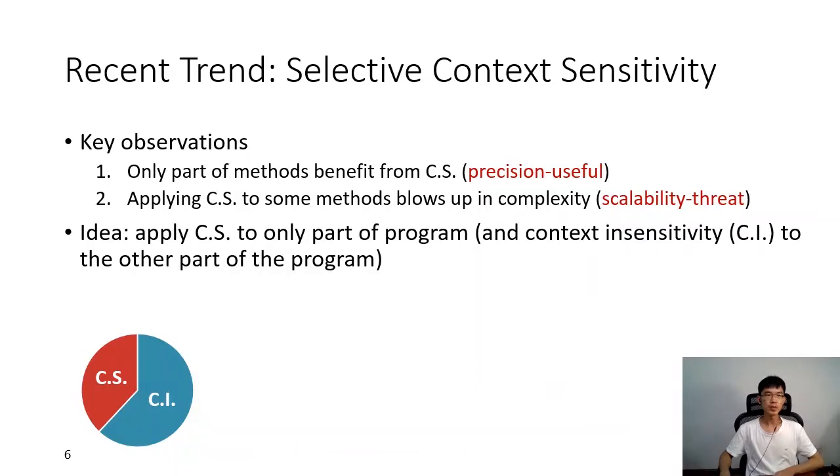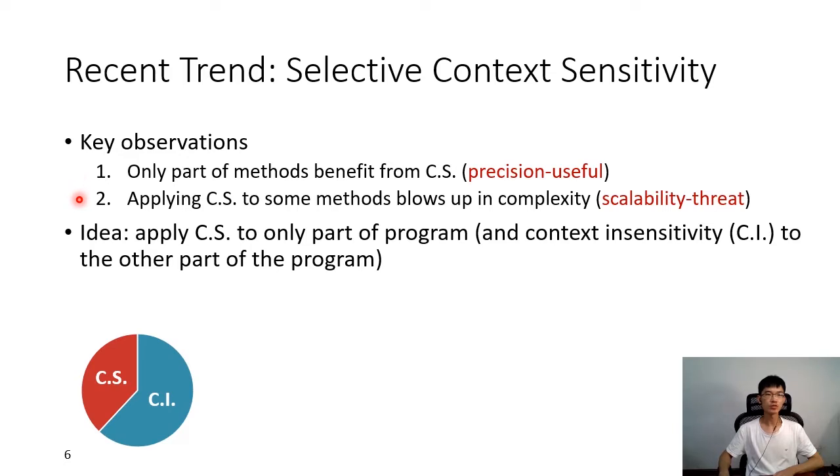To address the scalability problem, recently, there's a trend of selective context sensitivity. This technique is based on two key observations. First, only part of the methods in a program can benefit from CS. It means that applying CS to only these methods is useful for gaining precision. We call them precision-useful methods.